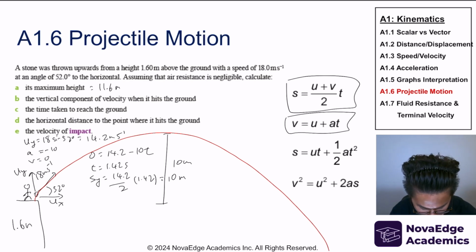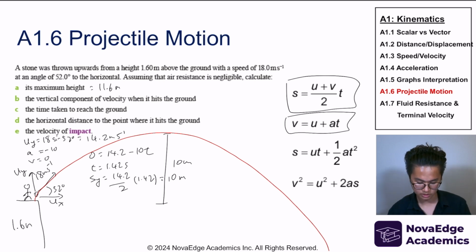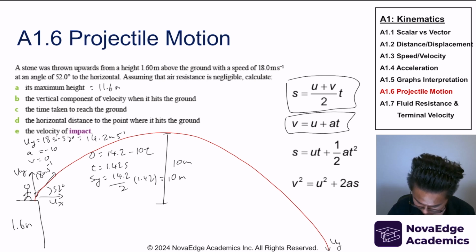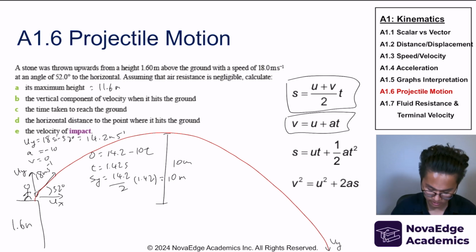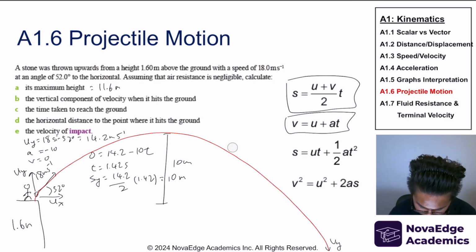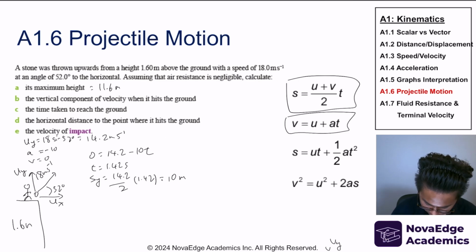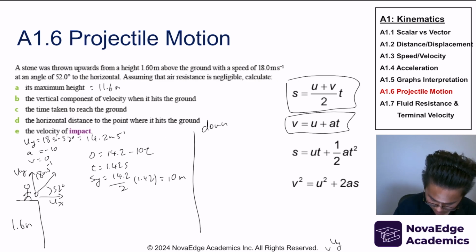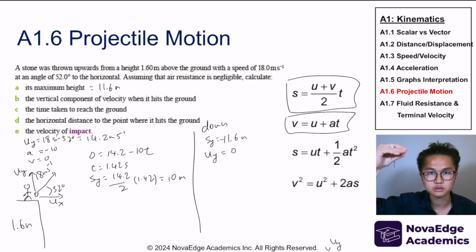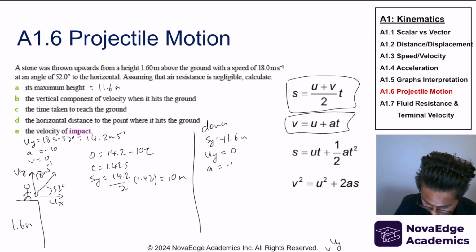Let's do part B, the vertical component of velocity when it hits the ground. So I need to measure the Vy at the end here, okay? For me to do that, I need to do the down now. So I'm going to actually clear up a little bit. Coming down, I know the displacement is equal to negative 11.6 meters. The initial velocity is 0, because it's like dropping. A is negative 10.